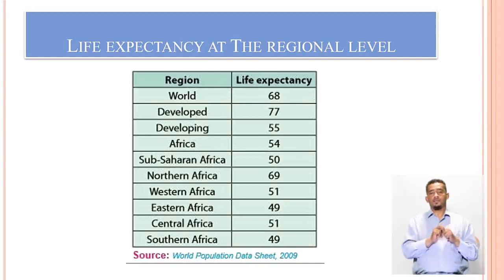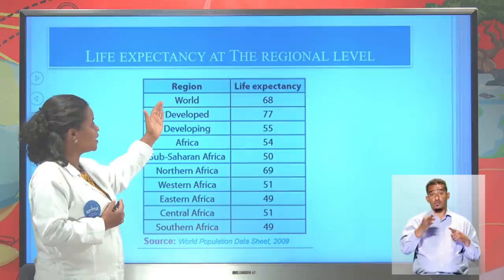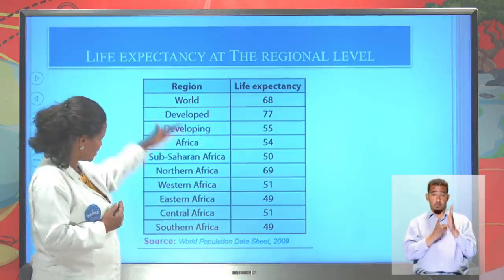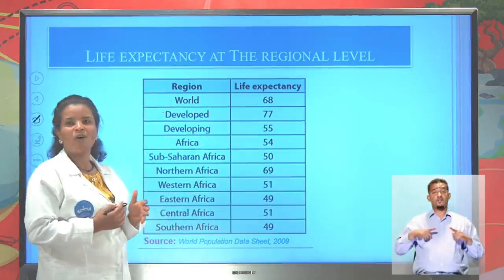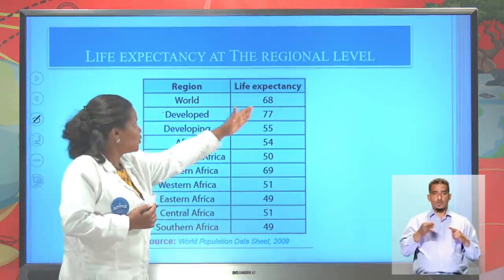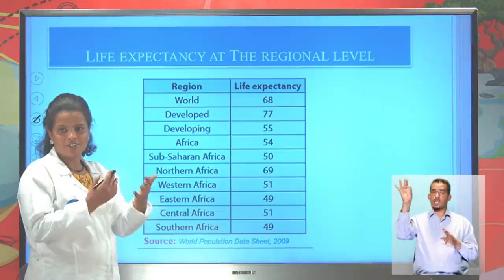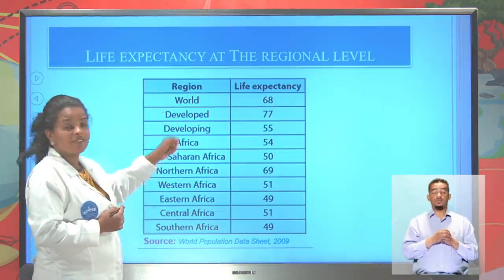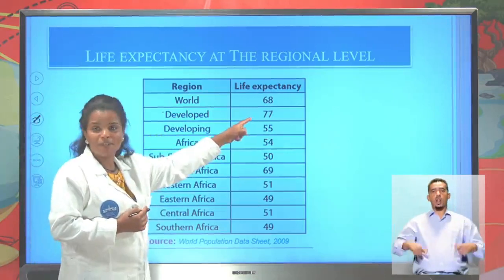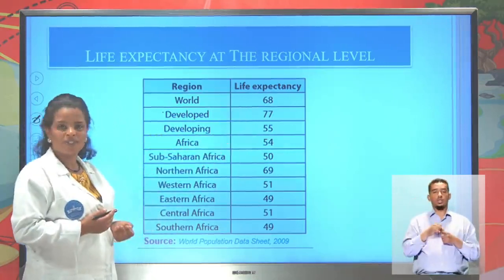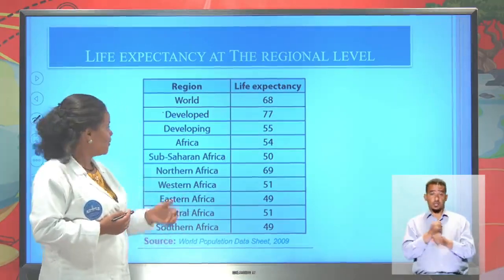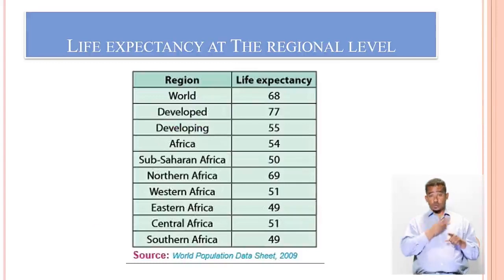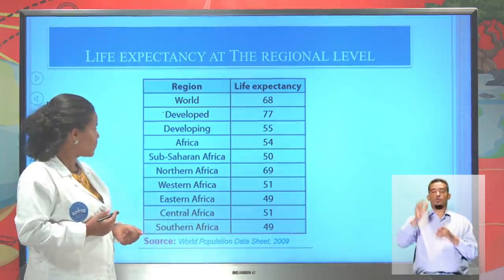Let us see the life expectancy of developed countries and each region of Africa. The life expectancy of the world is 68 years. It is an average. The developed countries have long life expectancy. It is 77 years because they are economically well developed. For developing countries, the average is 55 years. When we see the African life expectancy, it is only 54 years.